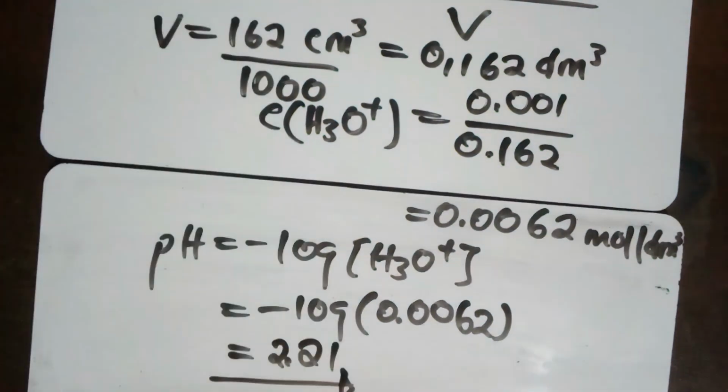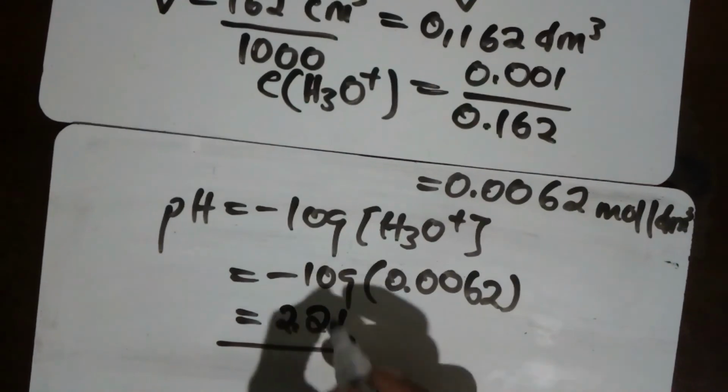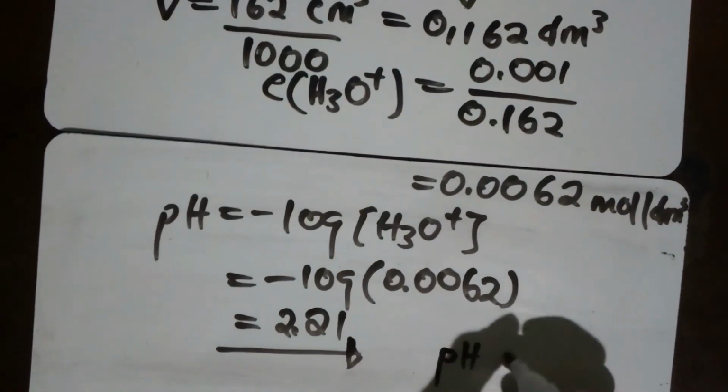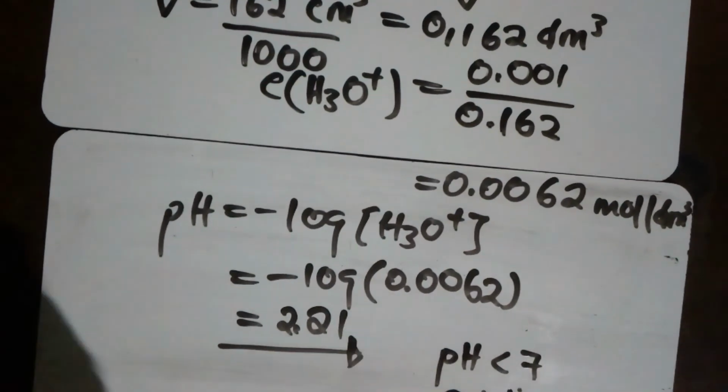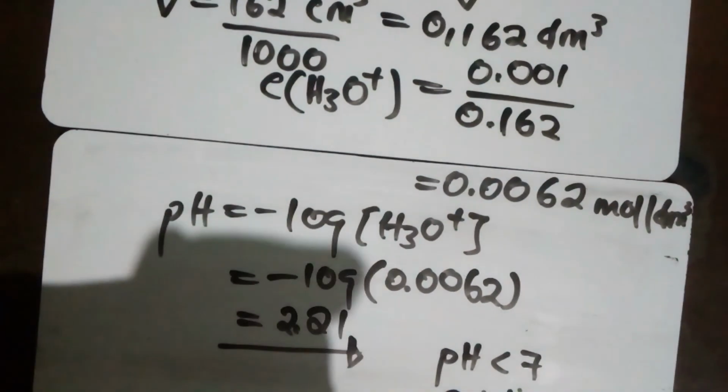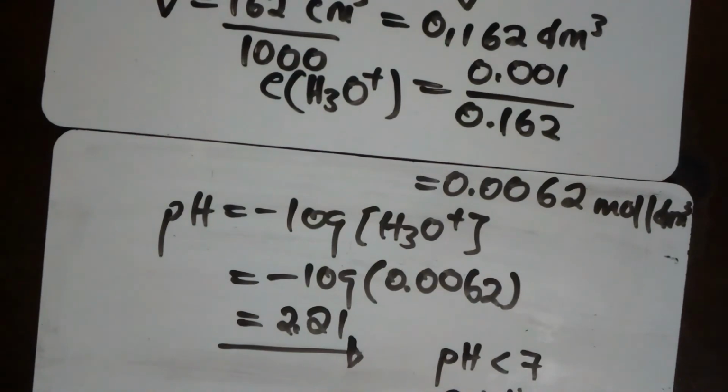So what is it telling you right now? If this pH value is less than 7, it means our solution is actually acidic, right? Cool. And this brings us to the end of this video.